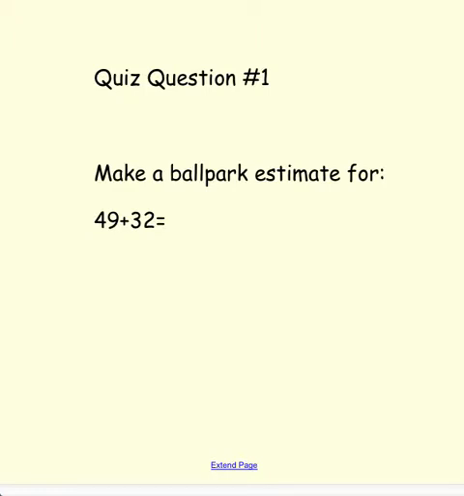You try this now. Quiz question number 1. Please take out your math notebook. I would like you to make a ballpark estimate for 49 plus 32. Estimate each of these numbers, what are they close to, and add them together to find an answer.